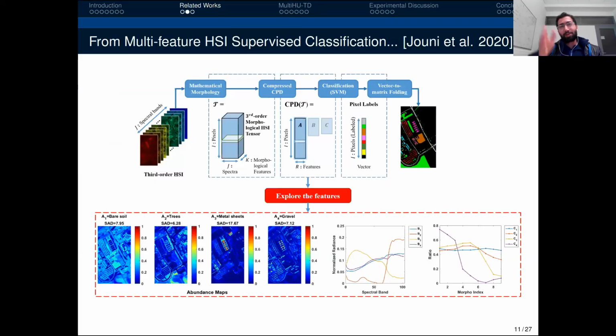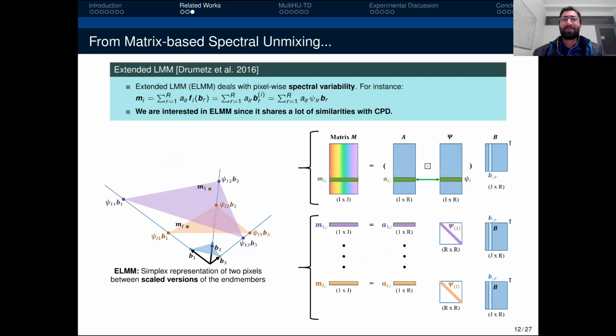Actually, this is exactly where your question comes in. It's why we wanted to go further and explore these features. We found that there was already a baseline to interpret this kind of decomposition, which is the extended linear mixing model, but this is in the matrix-based technique, because in the matrix-based technique you don't have additional information.